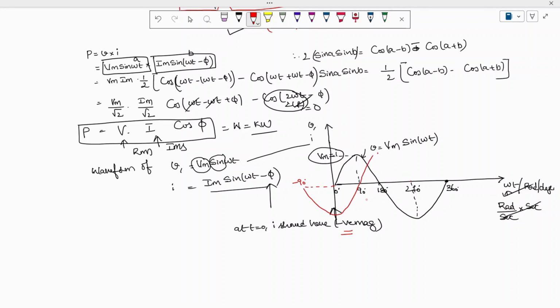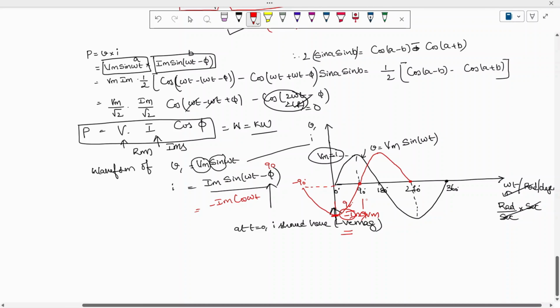The positive cycle will go like this and it will try to close. So this is the magnitude of the waveform. Here you can see the magnitude is minus 1, it's nothing but minus Vm. This waveform maintains a magnitude of Im, and this is also a sinusoidal function with minus phi. If you put phi equal to 90, then you are going to get minus Im cos of omega t. That's why it maintains a phase difference of 90 degrees.